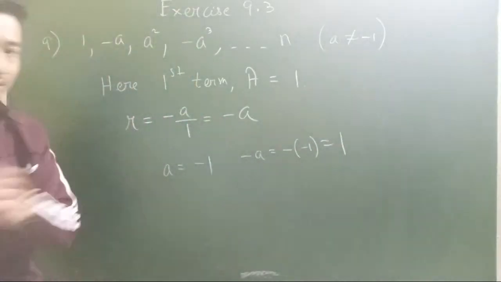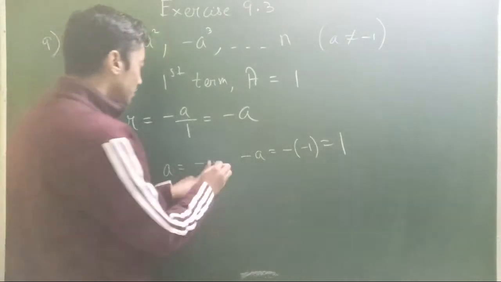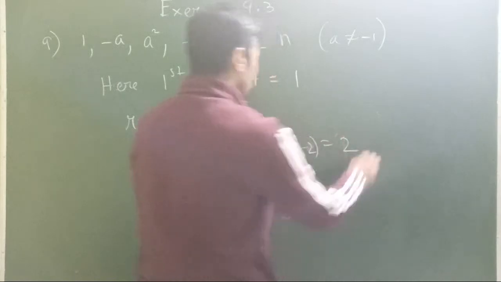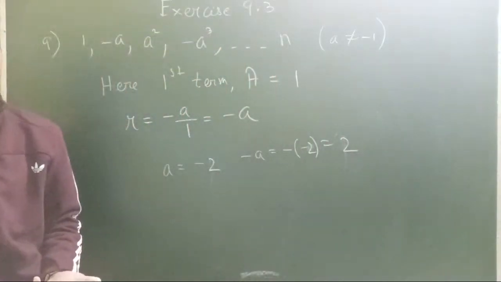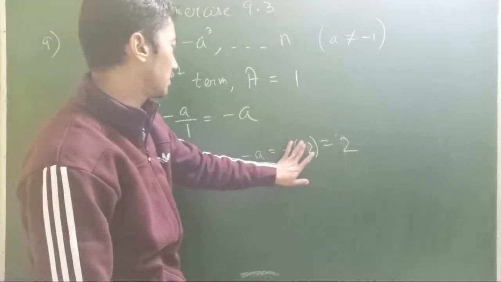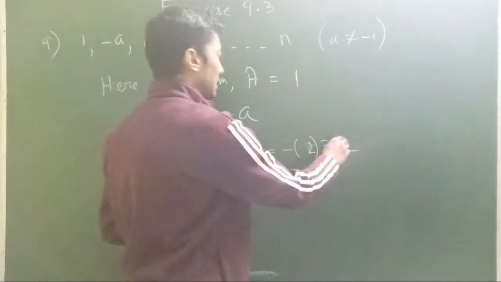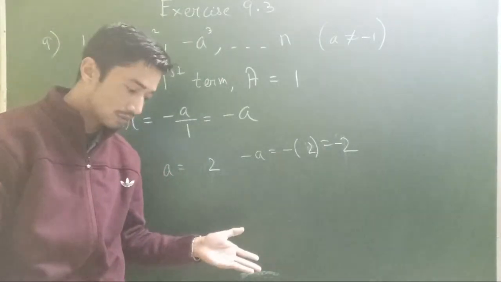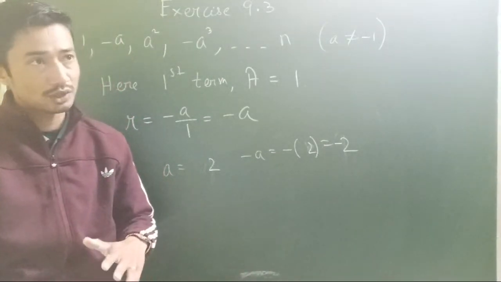Then it becomes equal to 1. If a is minus 2, then the common ratio is minus of minus 2, that is plus 2, so that's greater than 1 again. Of course, if a is positive 2, then minus a is minus 2, so that is less than 1. So this can be any value: less than 1, greater than 1, or equal to 1.